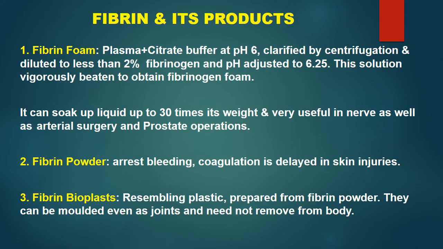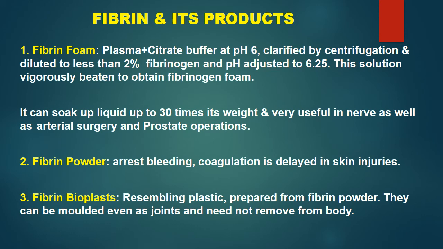Here we can discuss the other use of blood products, that is fibrin, which can be obtained in good quantity when we go for large scale separation of the blood, that is by mechanical defibrination. This white colored solid can be separated in large amount. So several products can be prepared from this.